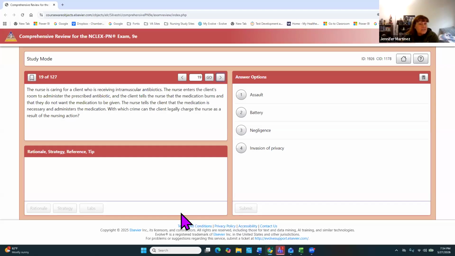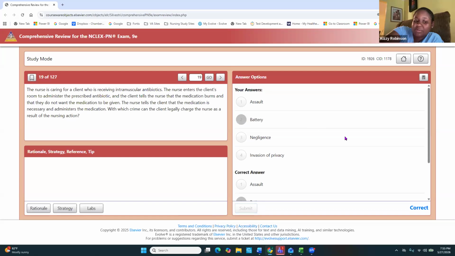Is that assault? Is it battery? Is it negligence? Or is it invasion of privacy? Everybody's got this one. It's assault. What's the difference between assault and battery? I meant battery, sorry. Assault is the threat and battery is the actual contact. Yep, assault's the threat, battery is the actual contact. Okay.